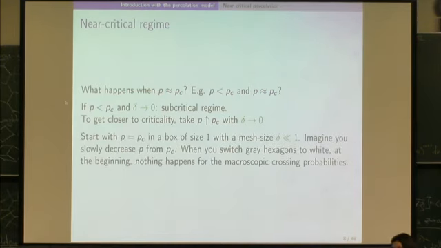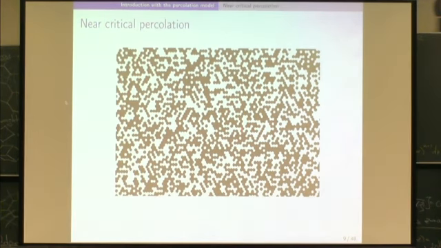And so to understand what's happening, imagine that you start with P equals PC in a box of size 1, and with a very small mesh size delta. And imagine now that you slowly decrease P from PC. So it means that some gray hexagons will become white, but at the very beginning, when you switch only the colors of a few hexagons, nothing will happen, in fact, for your macroscopic crossing probabilities. Because you will choose a point at random in this picture, and it will be in the middle of a cluster, and so it won't matter for the crossing probabilities.